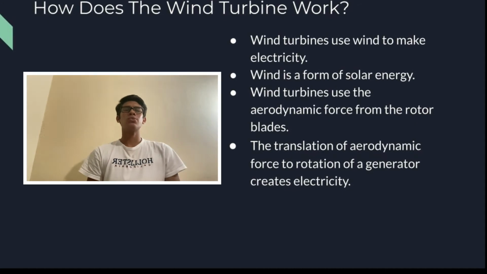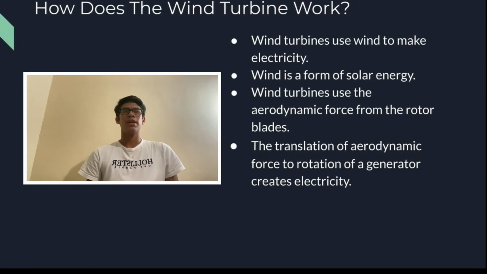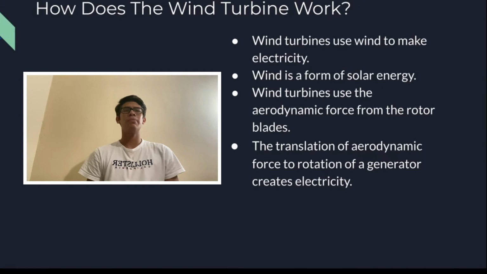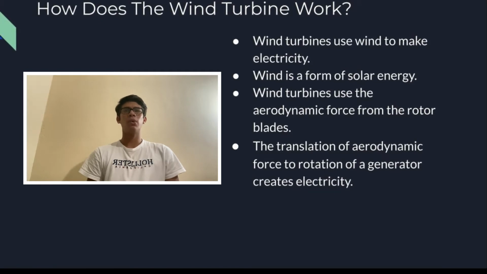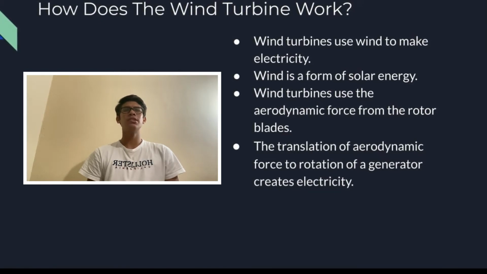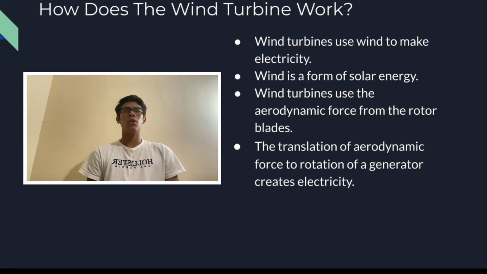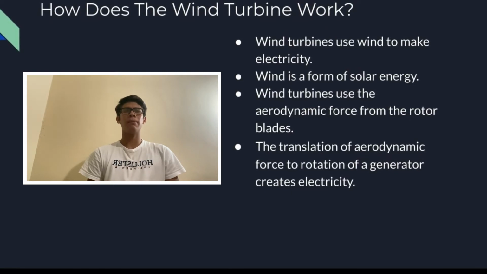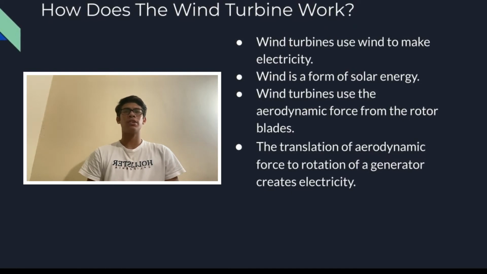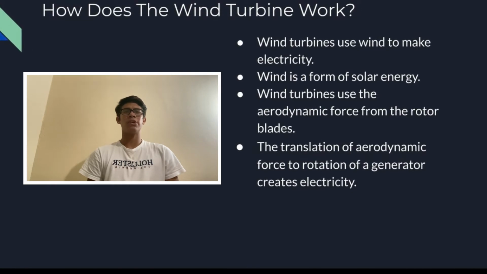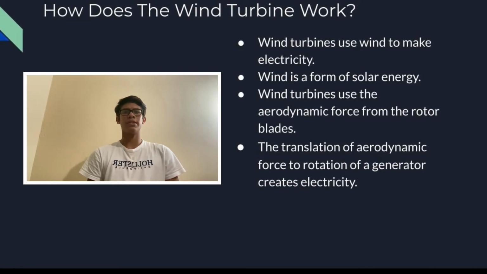Wind turbines work on a simple principle. Instead of using electricity to make wind like a fan, a wind turbine uses wind to make electricity. Wind turns the propeller-like blades of a turbine around a rotor, which spins a generator, which creates electricity.